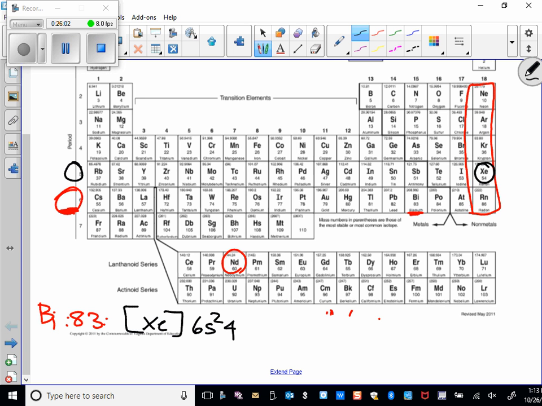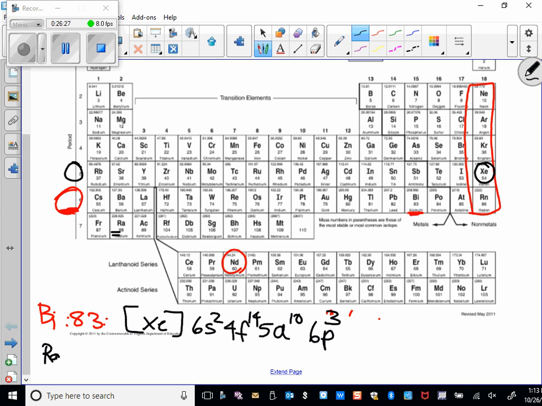Of course, it should be 4f14, 5d10, 6p3. Correct? It's so much shorter. Yes or no? Yeah. Okay. Supposing I want to write the electron configuration of radium.